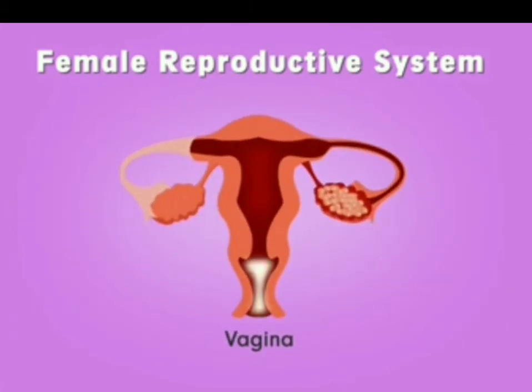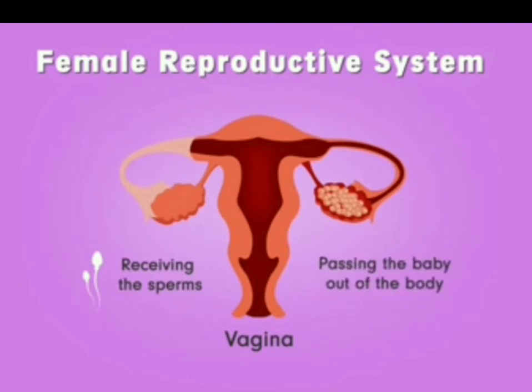So this is the last part of the female reproductive system. From this vagina only, the sperms enter inside the female body.